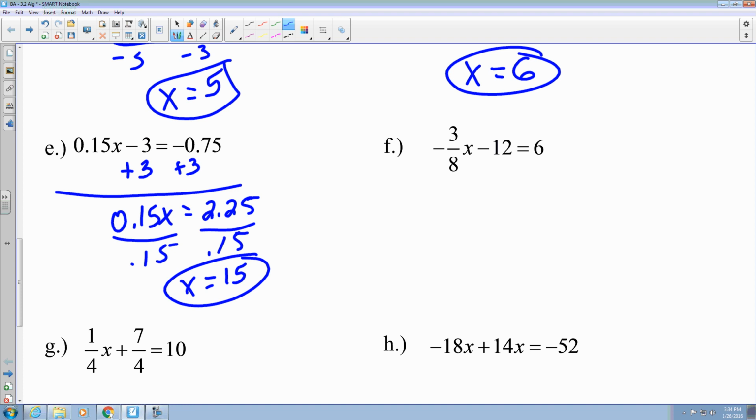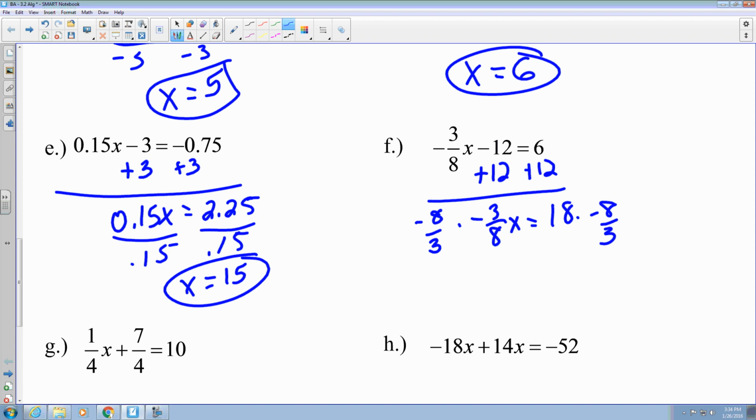Okay, looking on to example F, here we're going to add 12 to both sides, which gives me negative 3/8 x equals, looks like 6 plus 12 is 18. I multiply both sides by the reciprocal, negative 8/3. From here, I'm just going to multiply it across. 18 times a negative 8 gives me a negative 144, divided by 1 times 3, which is 3. Divide everything by 3. Negative 144 divided by 3 is a negative 48. So that's my value for x.